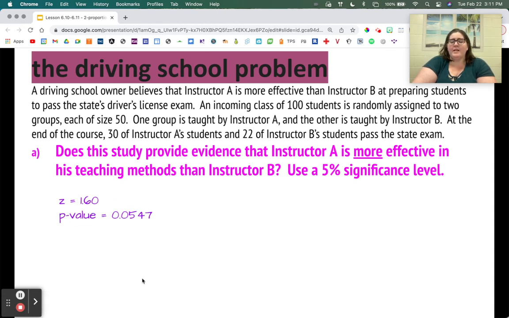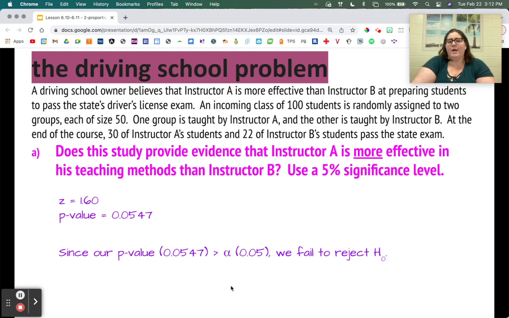So now we're ready for step 4, which is to conclude. We would talk about our p-value in comparison to the significance level that they did give us. So 0.0547 compared to 0.05, it is greater. And when p is greater than alpha, we fail to reject our null hypothesis. So my first sentence in my conclusion is: since our p-value is greater than alpha, 0.0547 is greater than 0.05, we fail to reject our null hypothesis, H0.